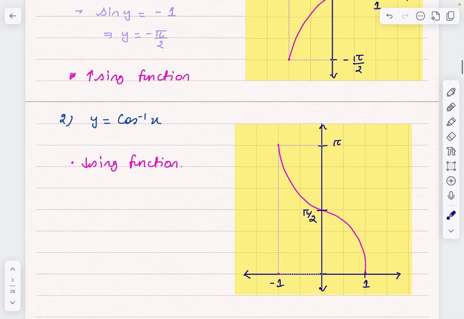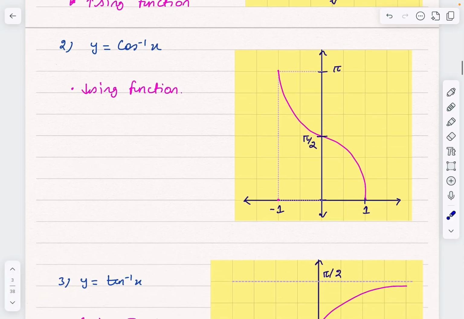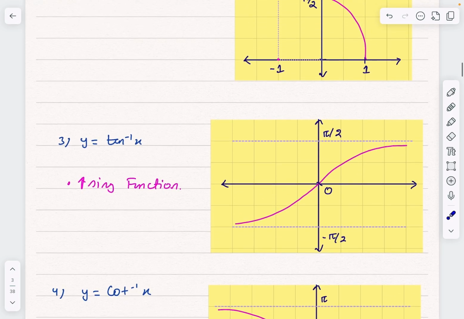Cos inverse x will come out to be a decreasing function with value at -1 to be pi. Value at 0 will be pi by 2. Value at 1 will be 0. Make sure you draw all those graphs in your notes so then only get better idea. Next. Tan inverse x will be increasing function. Value at minus infinity will be almost minus pi by 2. Value at 0 will be 0. Value at plus infinity will be almost pi by 2.